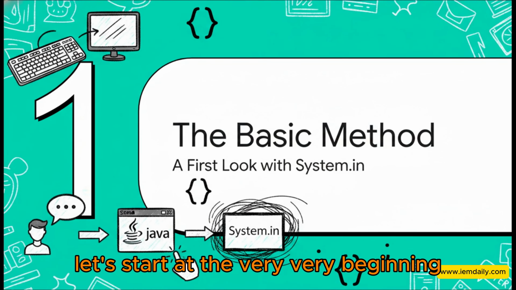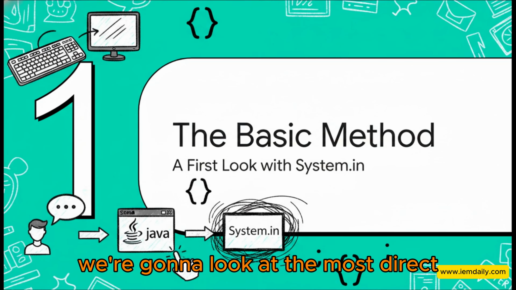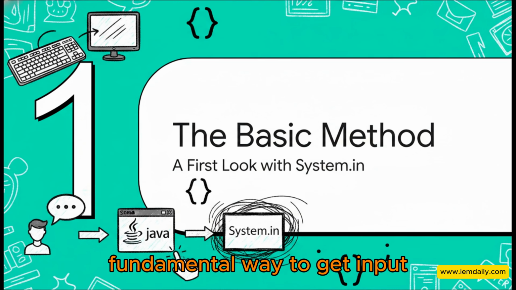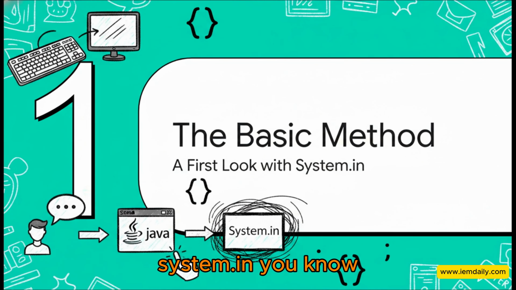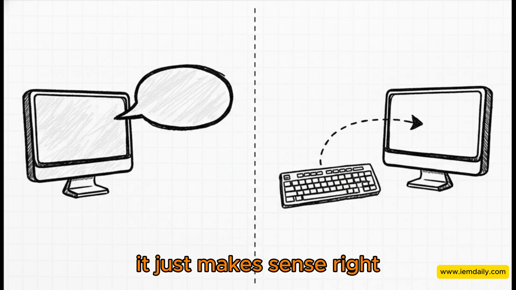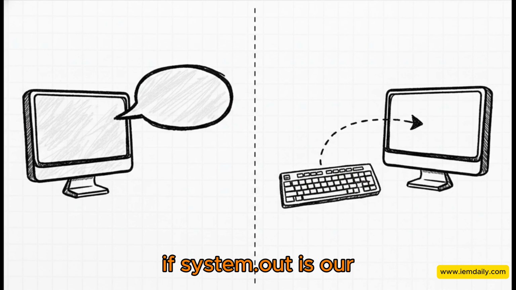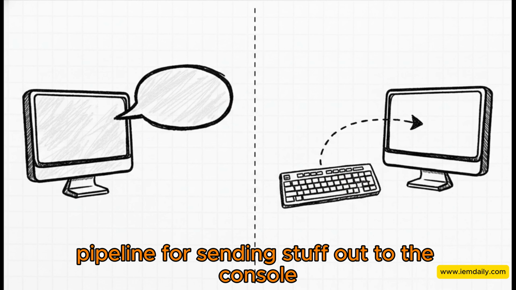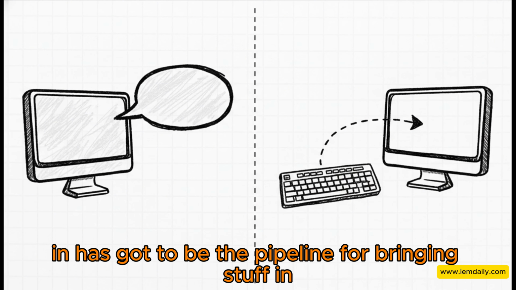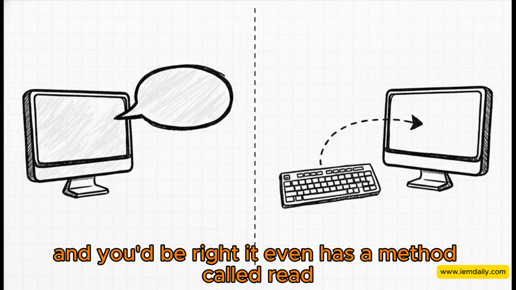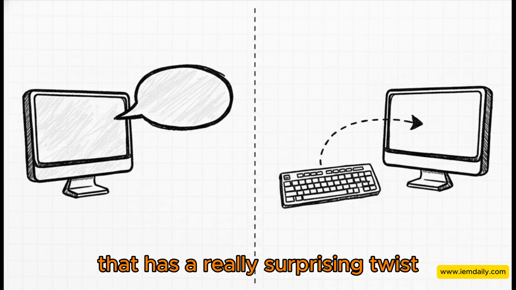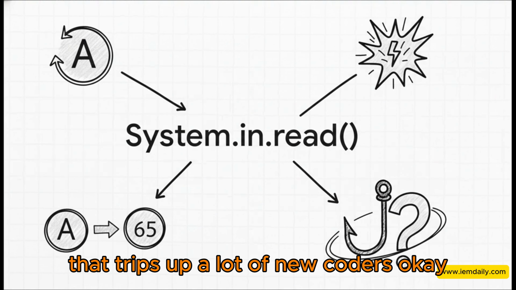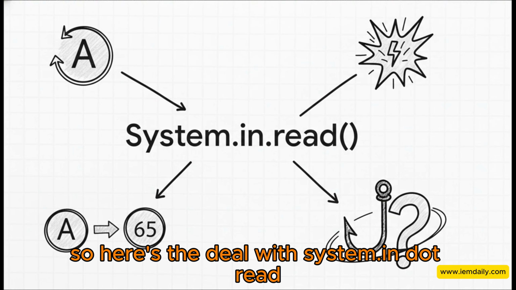Let's start at the very beginning. We're going to look at the most direct, fundamental way to get input, and it uses something that should look super familiar, System.in. It just makes sense, right? If System.out is our pipeline for sending stuff out to the console, then System.in has got to be the pipeline for bringing stuff in. And you'd be right, it even has a method called read, which sounds perfect. But, and this is a big but, there's a really surprising twist that trips up a lot of new coders.